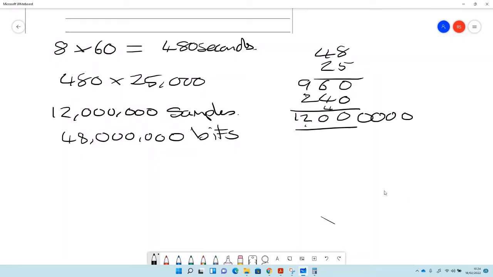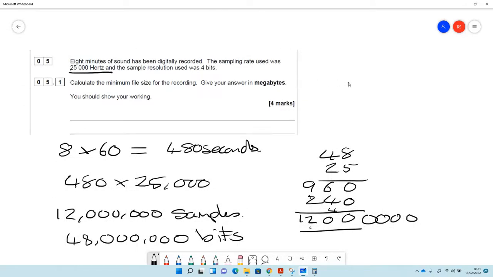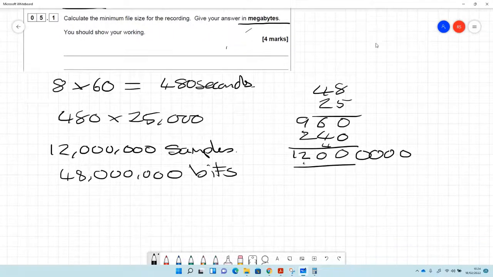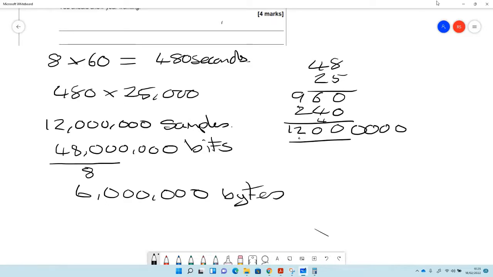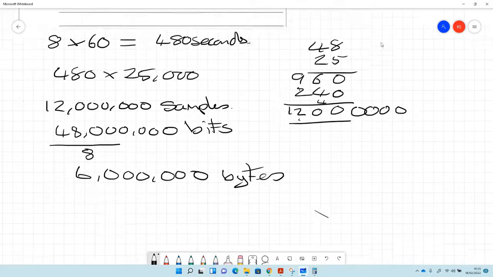So the question asks us not to do bits, but it asks us to do it in megabytes. So the first stage to get to megabytes is to get to bytes, and we know there are 8 bits in a byte. So 48, we're going to divide by 8. It gives us 6, and we've still got our noughts to add on. So we've got 6 million bytes. So 6 million bytes, we're getting close, but we need it in megabytes.